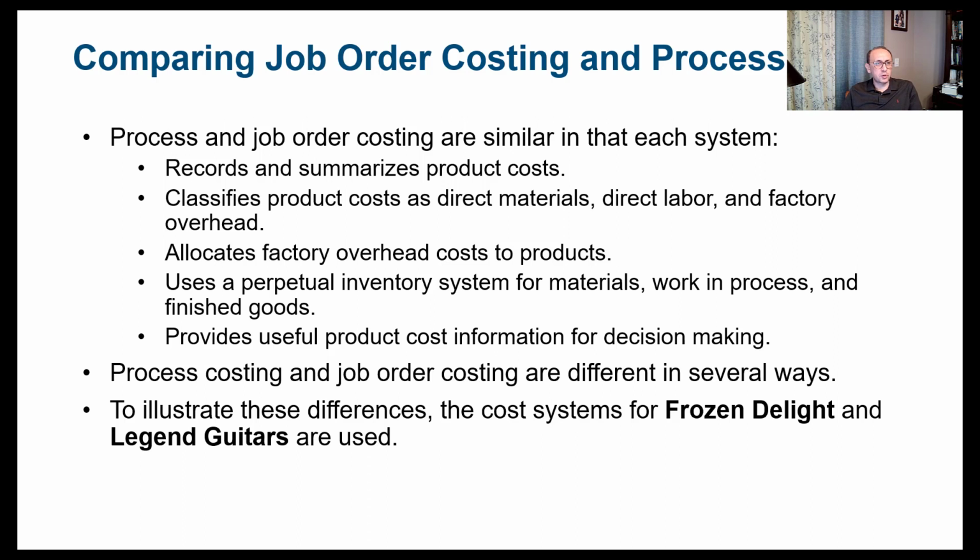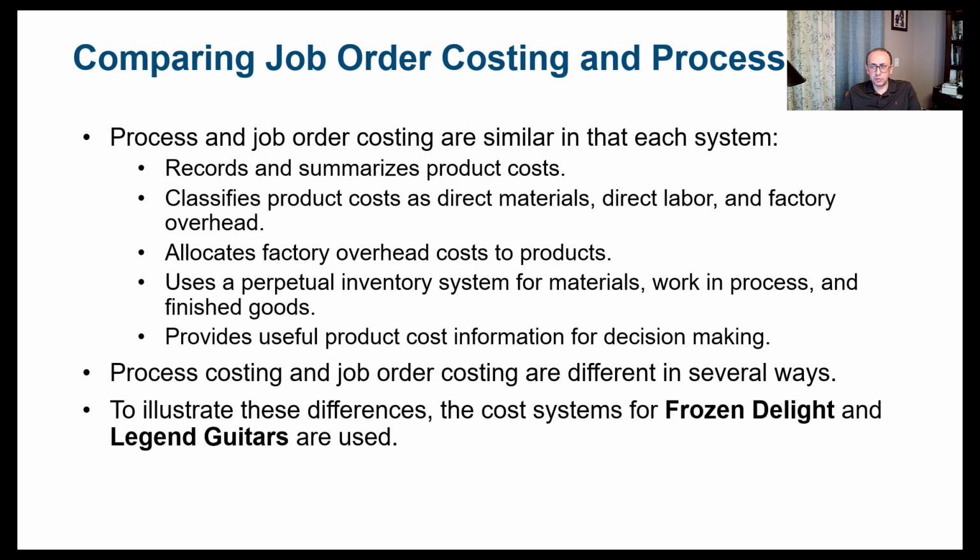Comparing job order costing and process costing, we can think about the similarities. Process and job order costing are similar in that each system records and summarizes product costs. They classify product costs as direct material, direct labor, and factory overhead, which are the three main components for any product. It also allocates factory overhead costs to products, and it uses a perpetual inventory system for material, work in process, and finished goods.